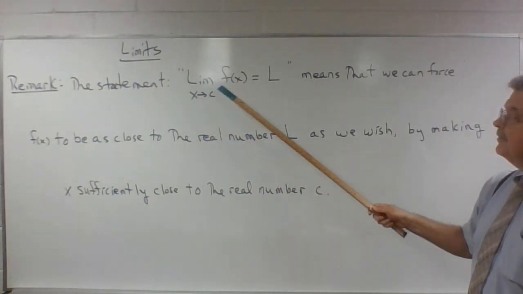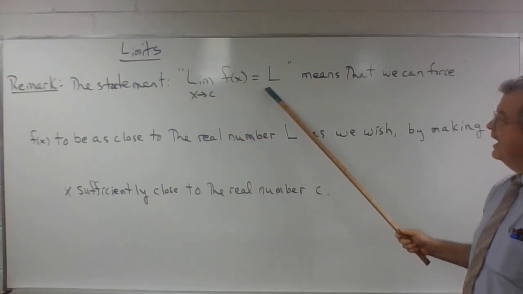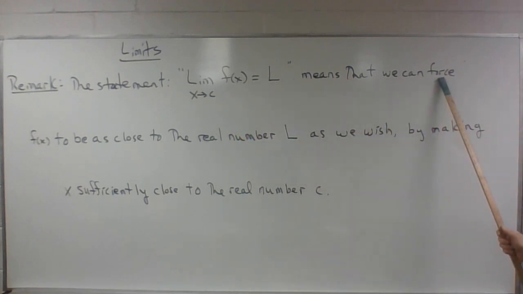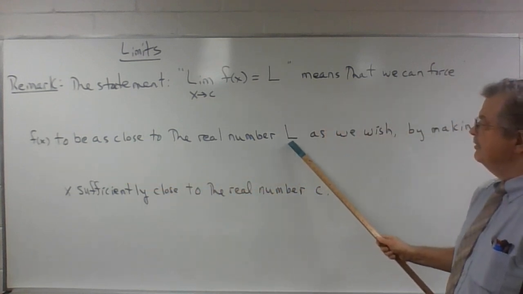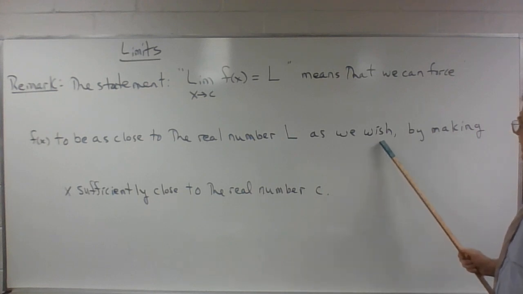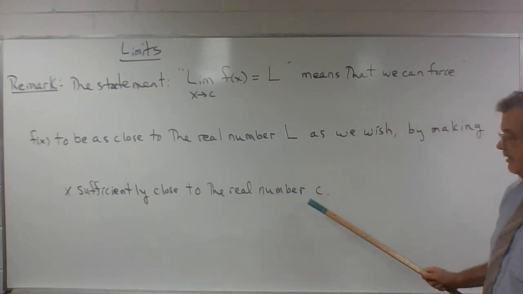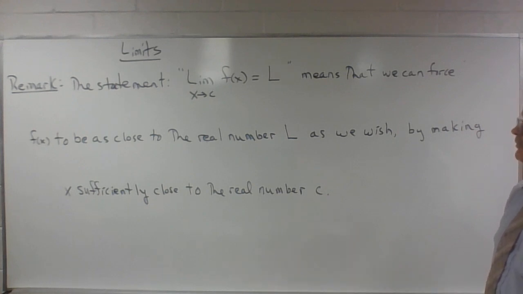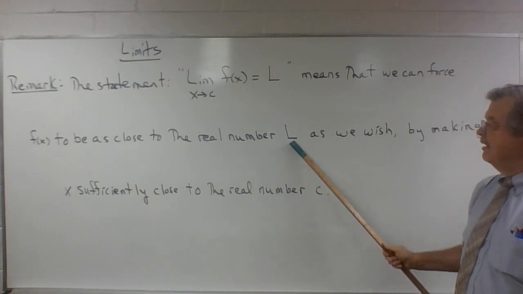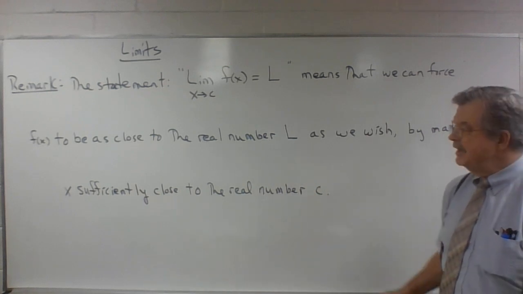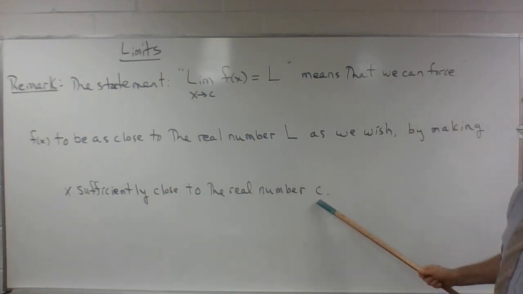The statement, the limit of f of x as x approaches c equals L, means that we can force f of x to be as close to the real number L as we wish by making x sufficiently close to the number c. If we want f of x to be very close to L, then it stands to reason that we'll have to make x extremely close to the real number c.